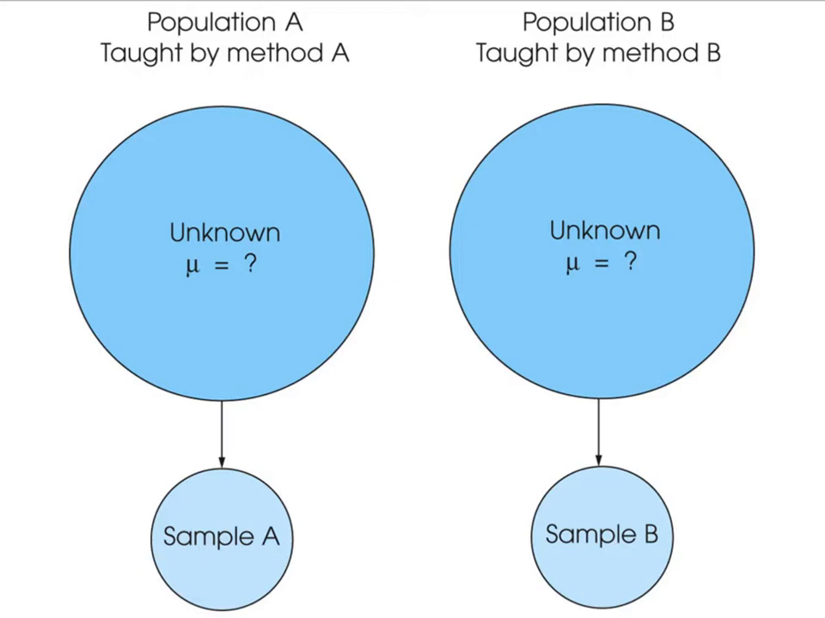So we have two populations that we don't know anything about, that we're going to take samples from, and we're going to treat these samples differently, measure the samples after the treatment, compute means, compute standard deviations, and try to determine whether they are the same or different.